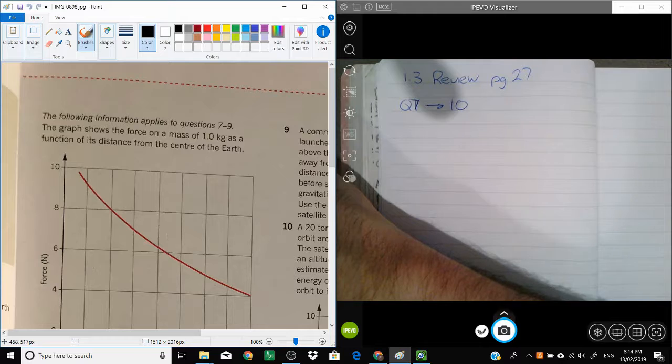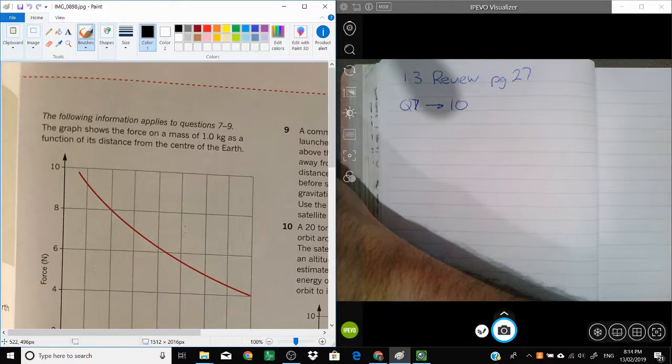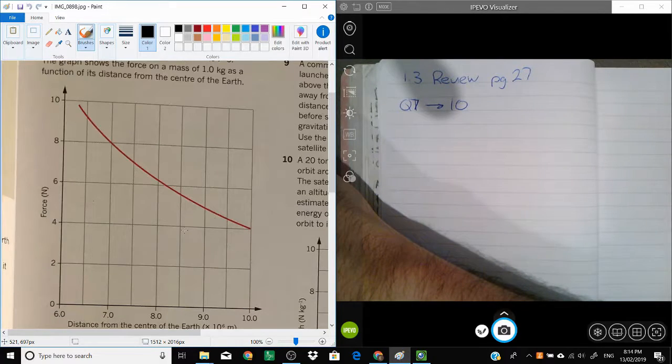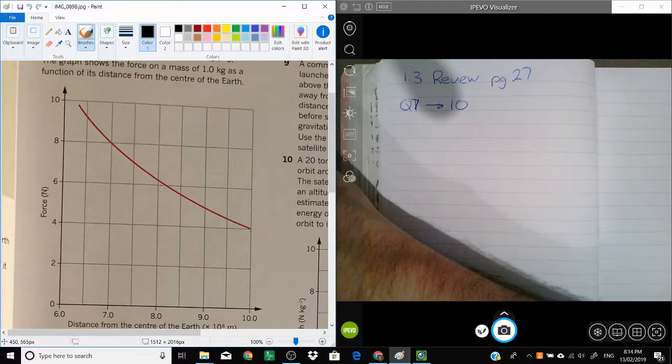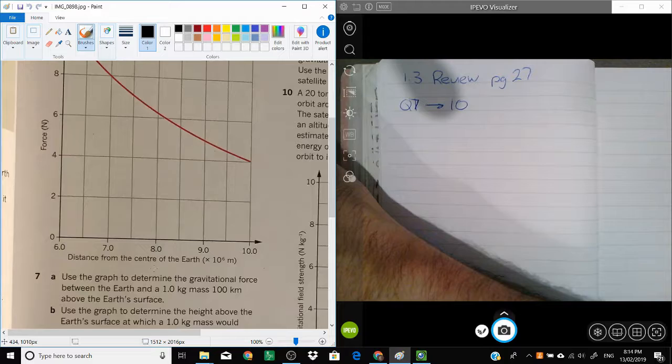The graph shows the force on a mass of 1 kilogram as a function of its distance from the center of the Earth. We can see that graph there. We've got force on our y-axis, and distance from the center of the Earth times 10 to the 6 meters on the x-axis, and we have a curve here. So we have a force versus distance graph.